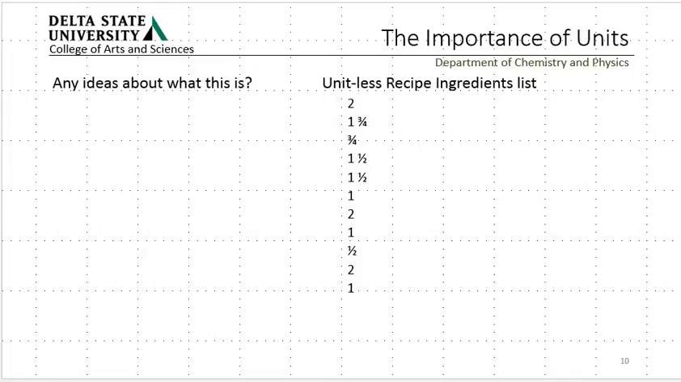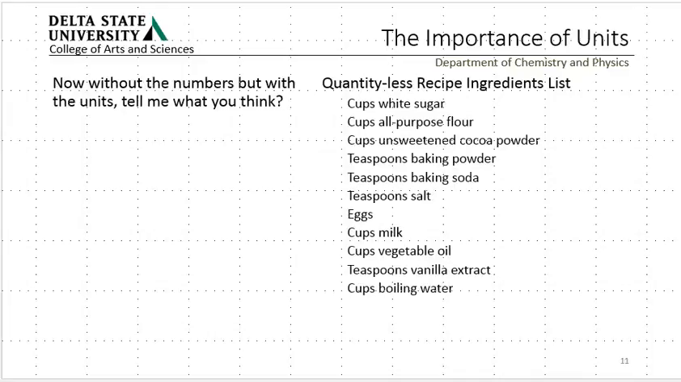Well, let's flip it the other way and take the numbers out. Here's the same recipe without the numbers. Cups of white sugar, cups of all-purpose flour, cups of unsweetened cocoa powder, teaspoons of baking powder, teaspoons of baking soda, teaspoons of salt, eggs, milk, vegetable oil, vanilla extract, boiling water. This begins to look like it is probably a chocolate cake, right? When you know the what, you are much closer to the answer than when you just know the how much.